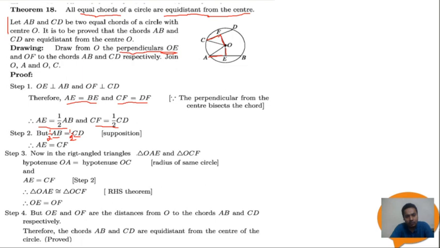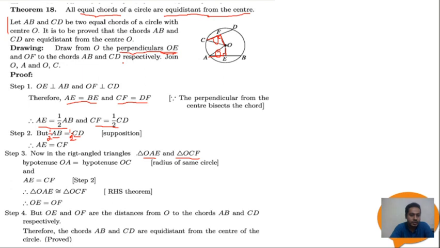Now we want to consider the two triangles. Then we want to prove the congruence of the two triangles. Consider the two triangles, and you can write them as AEO and OCF, or OAE and OCF, anyway. This is our two triangles. How can we prove it? This is a 90 degree angle, and this also is a 90 degree angle.